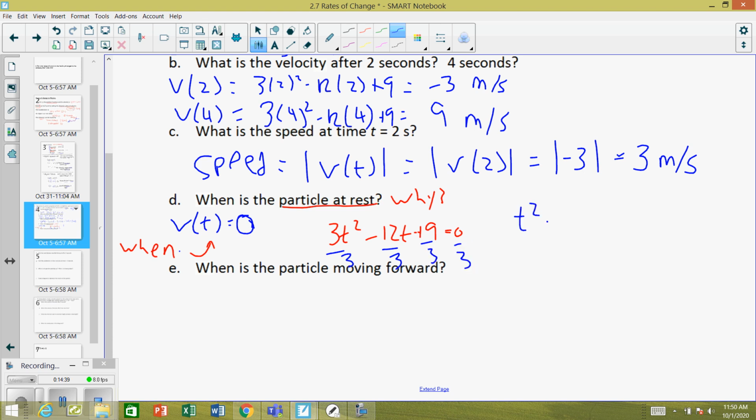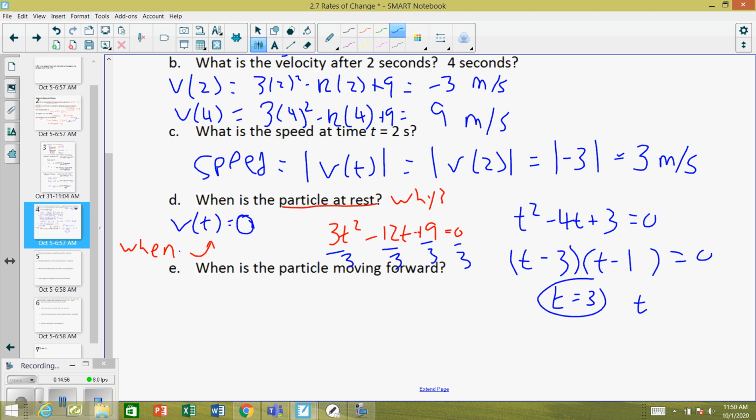And we got t squared minus 4t plus 3 equals 0. And I think this factors just beautifully. (t minus 3)(t minus 1), t equals 3, t equals 1. So it's at time 3 and time 1 when we are technically considered at rest. We're going to look at the graph at that in a second.